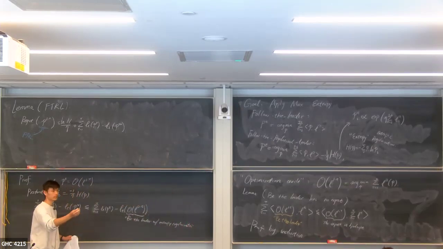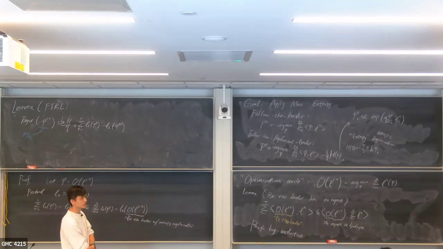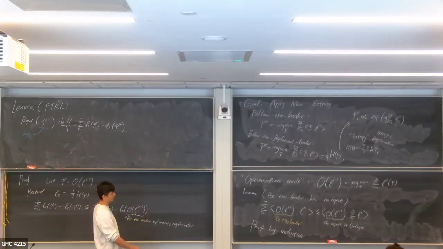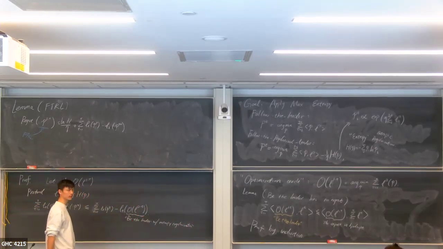Does the lemma hold for a convex loss? Because I thought the entropy is not linear. Oh yeah, good point. I didn't prove it for convex, but it holds for convex loss.